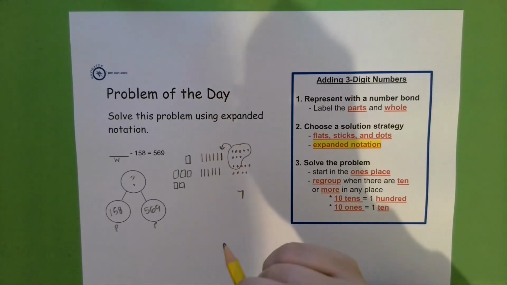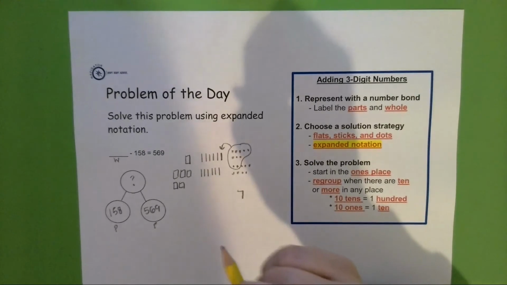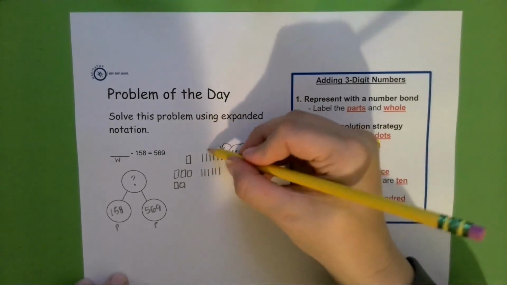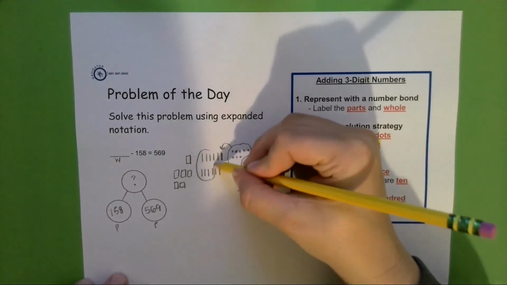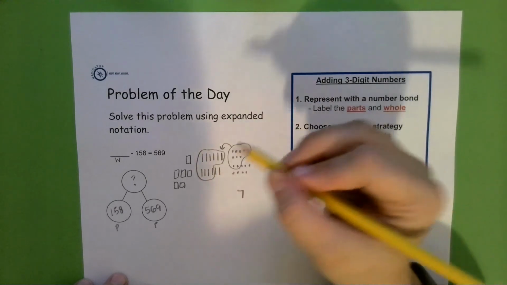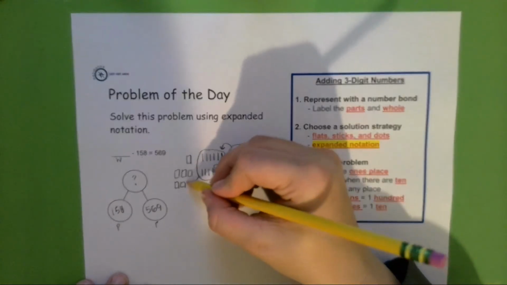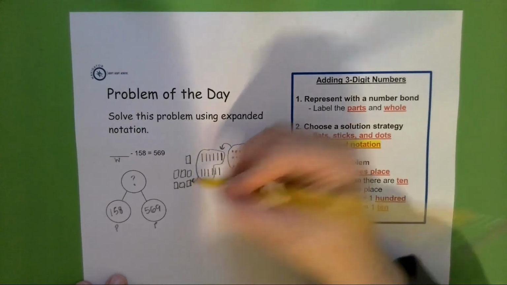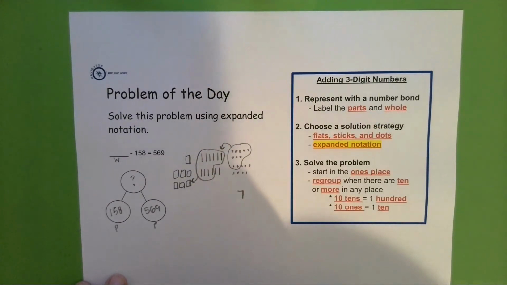I bet you said that we need to regroup 10 tens into 100 by circling 10 tens and drawing a new flat. How many tens do we have left? Say it out loud. Right, 2 tens. And what is the value of those tens? Say that out loud. Right, 20.